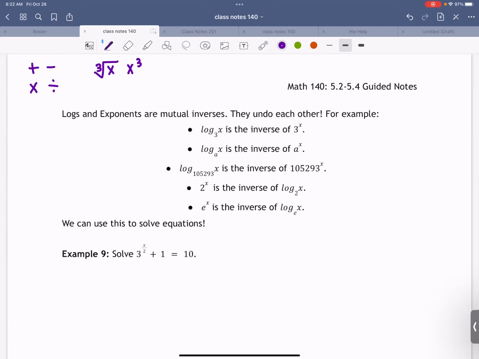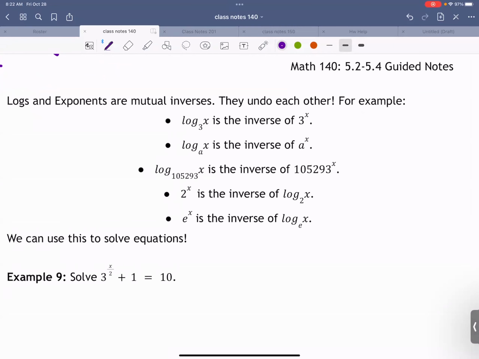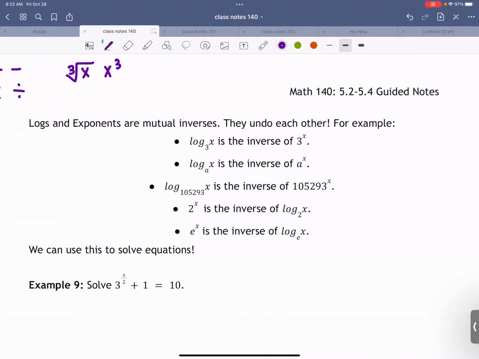Well, we talked about logs, we talked about exponents, and it's kind of easy to see how these two are inverses because they're basically opposites of each other. And since they're mutual inverses, they do undo each other just like multiplication and division do. Now, I just kind of want to go through a few of these examples.